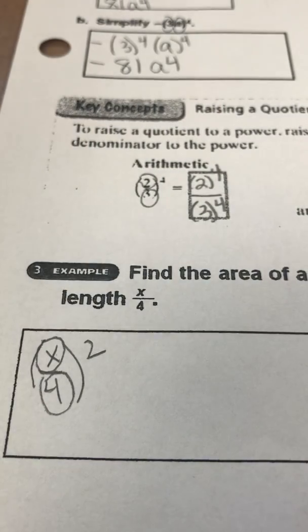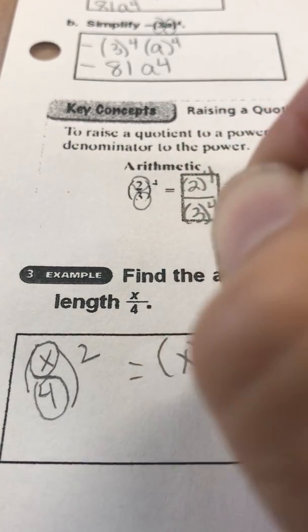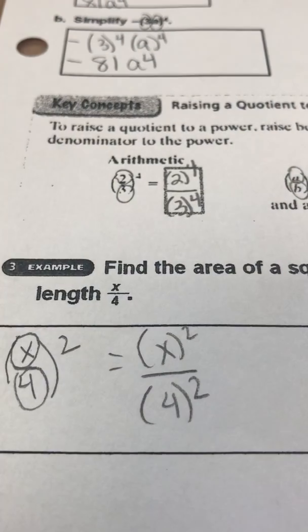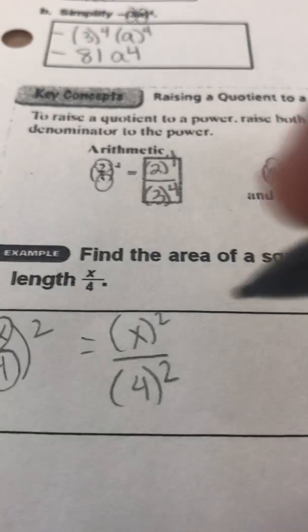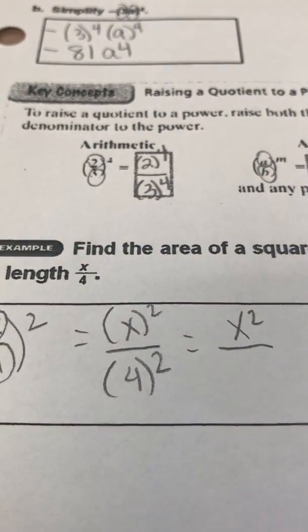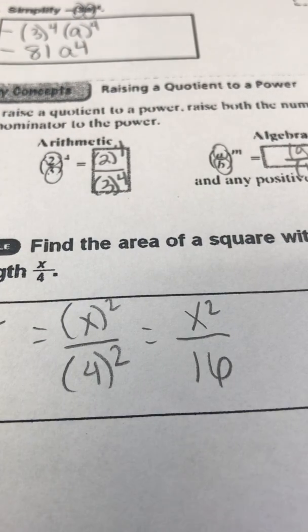So we need to do the numerator and the denominator to the 2nd power. So we're going to have then x to the second power over 4 to the second power. Okay, and if we go further, x to the second power simply gives us x squared, over 4 to the second power gives us 16.